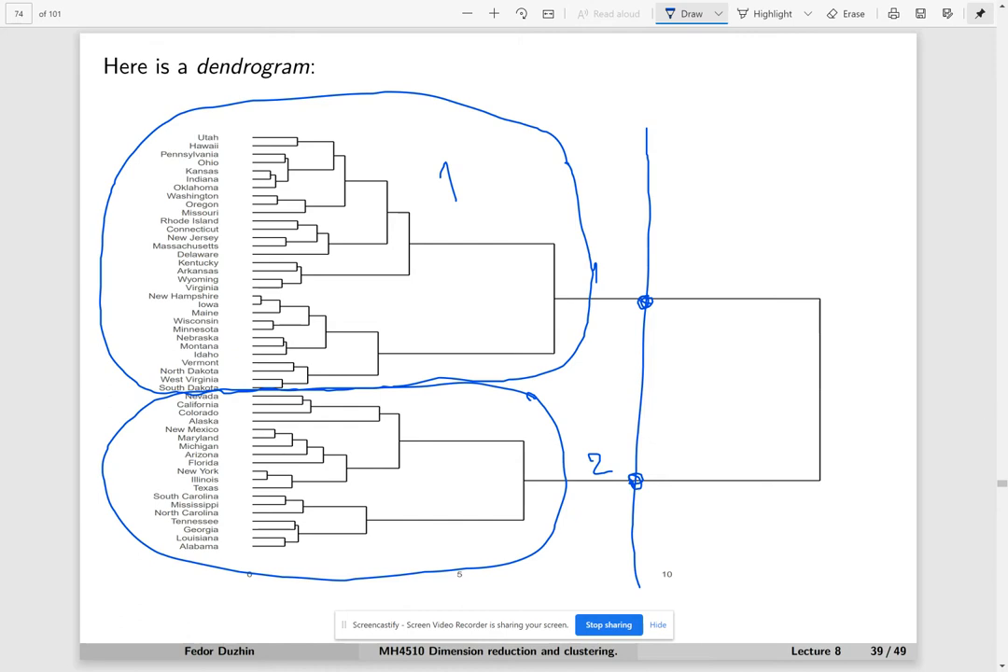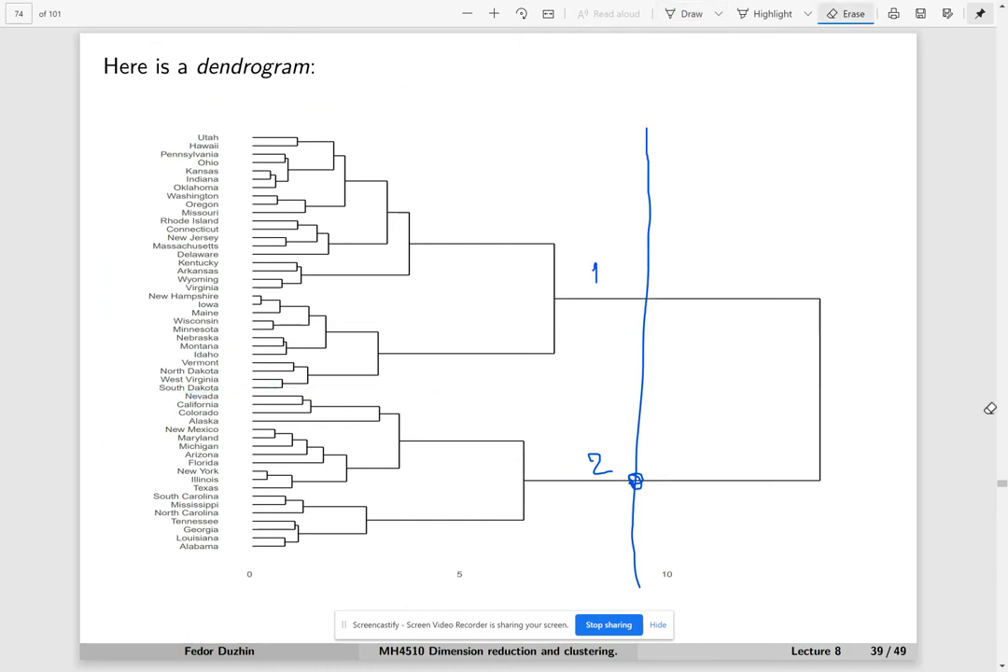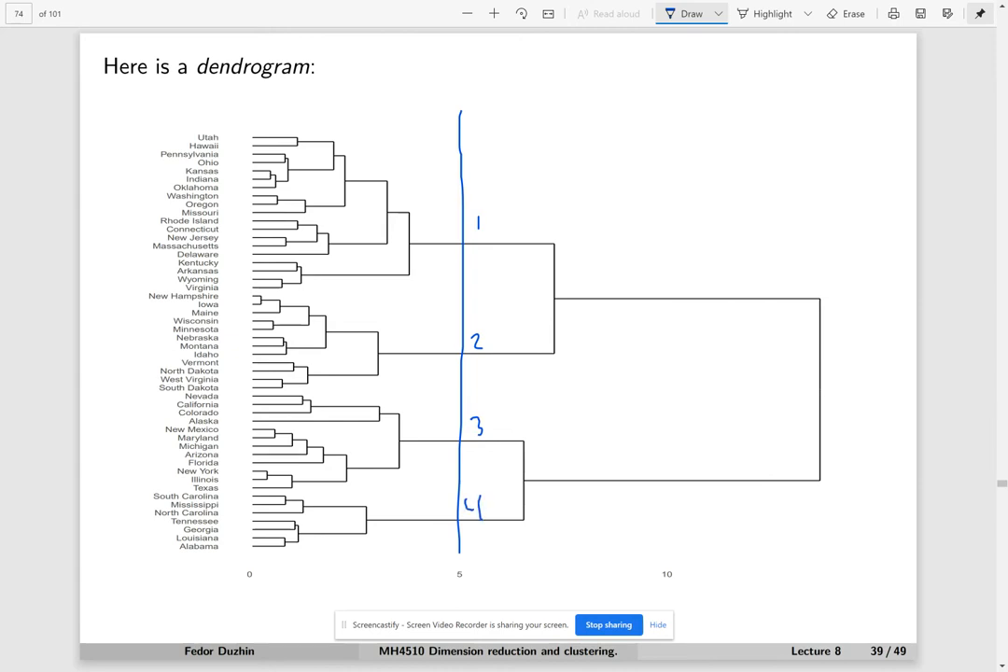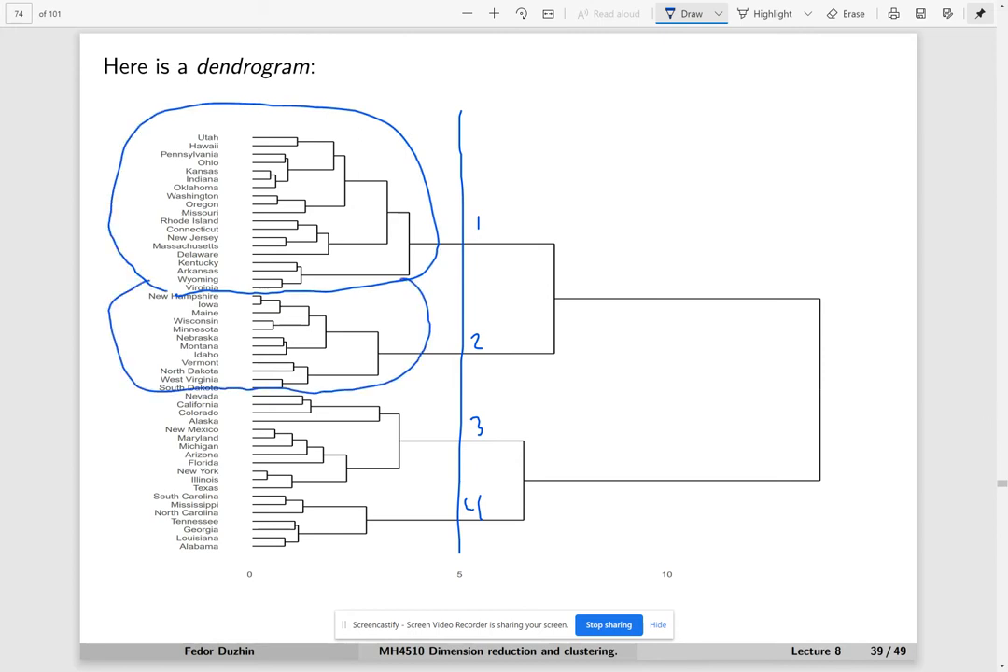But now what if we want to have 4 clusters instead? For 4 clusters, we should do a cross section of our dendrogram here, right? And then we are going to have 4 clusters: 1, 2, 3, 4. Cluster 1 is going to be here, 2 is going to be here, 3 is Nevada until Texas, and cluster 4 is South California till Alabama. So these are the 4 clusters.